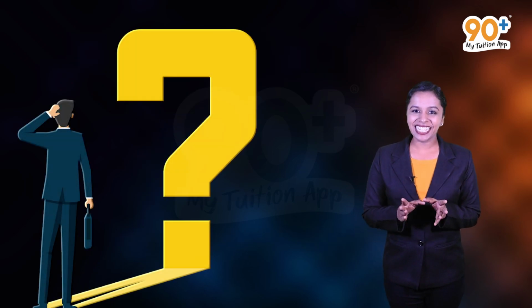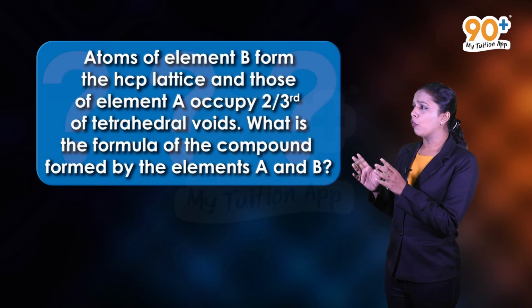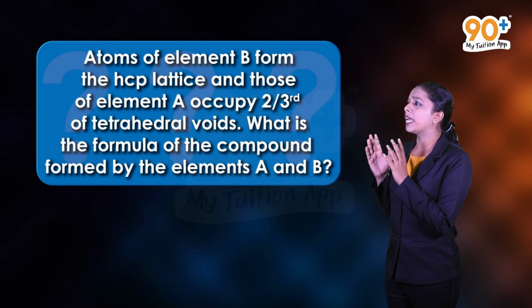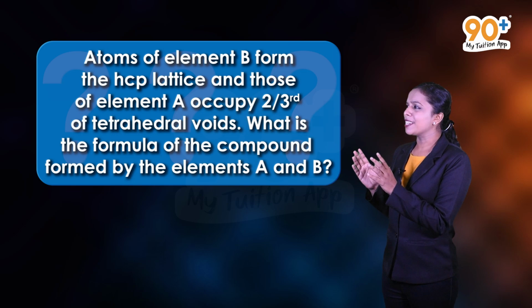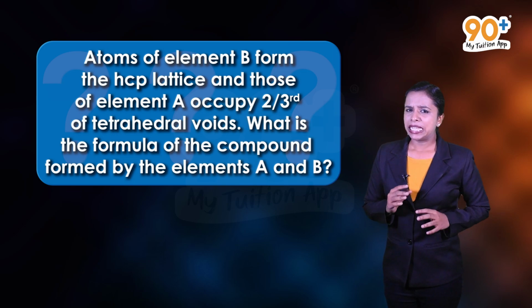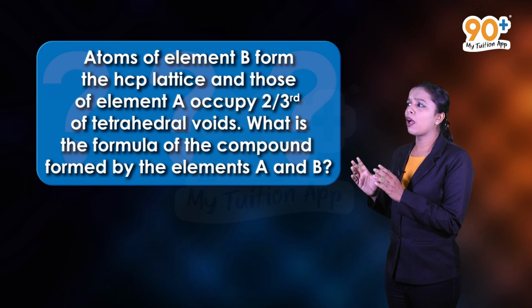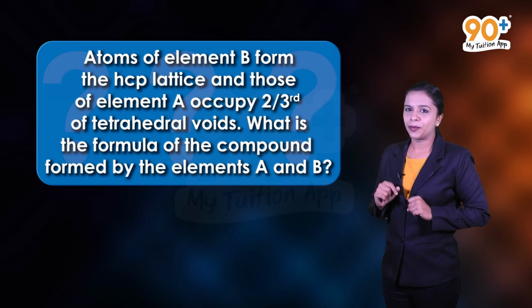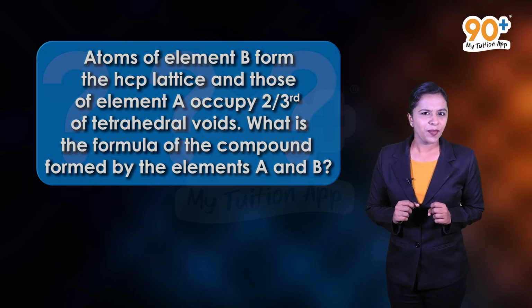Okay friends, now it is problem time. Let's see. Atoms of element B form the HCP lattice and those of element A occupy 2/3 of tetrahedral voids. Then, what is the formula of the compound formed by the elements A and B? Do you have any idea?